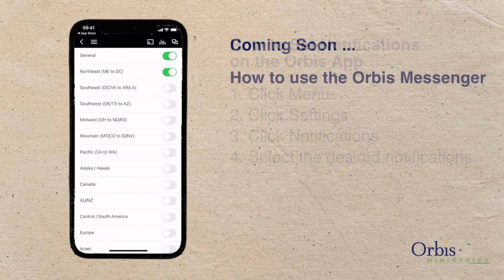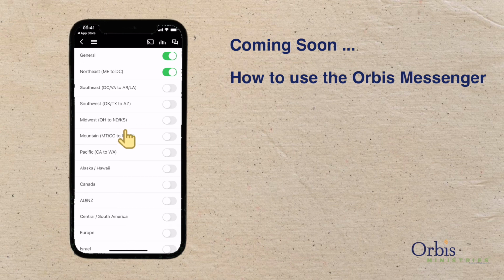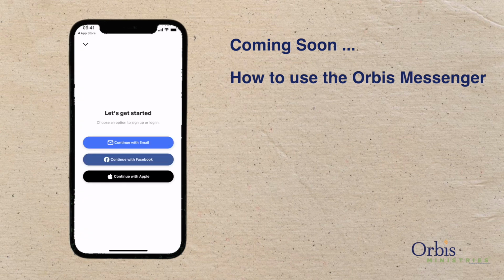Finally, before I end this video, I just want to make mention that in the upper right-hand corner of the app, you see two little conversation bubbles, and this is where you would find the Orbis Ministries in-app messaging community. I'm not going to dive into that right now, but I'll throw it out there as something we'll be discussing in a future video.